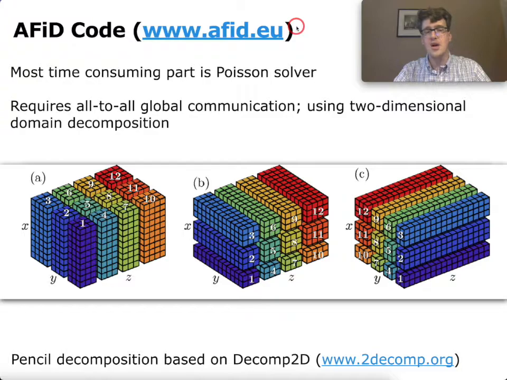The most time-consuming part of the code is the Poisson solver, as this requires all-to-all communication in order to solve this Poisson equation over the three-dimensional domain. This is required by solving the Fourier transformations and tridiagonal solvers that are obtained in these different pencil configurations indicated here on the slide. Then we have to go back and forth between these different pencil configurations in order to do all the required operations. This is based on the pencil decomposition used in the 2decomp library, but adjusted to the specifics of the simulation scheme used over here.